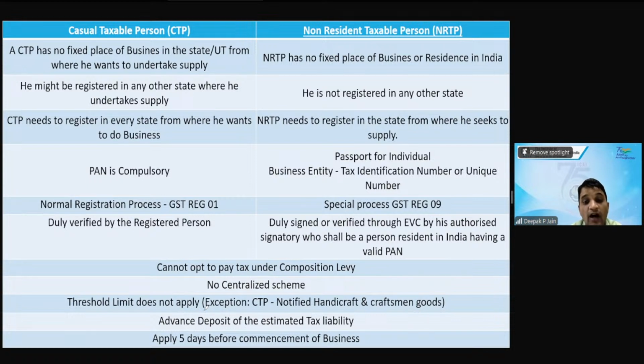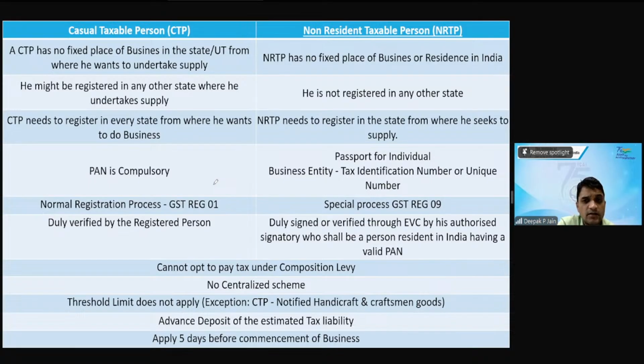the registration immediately. At the time of registration, you have to make an advance deposit because the CTP's and NRTP's registration is a short-term registration, and officers cannot ascertain whether he's paid the taxes properly or not. So that's the reason they will have to pay the taxes first, of the estimated tax liability, in advance, and then they have to do the business. And both of these people have to apply 5 days before commencement of the business. Their registration should be ready.